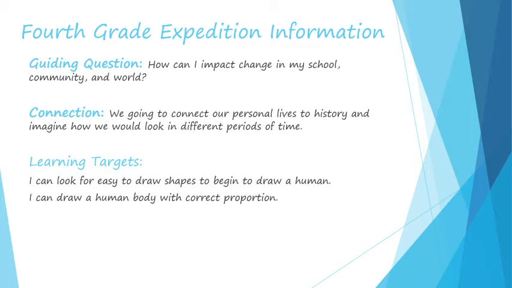Your learning targets: I can look for easy to draw shapes and to begin drawing a human. And I can draw a human body with correct proportion. Correct proportion means that you don't have a super huge head and a tiny little body. You would have a correctly sized body.